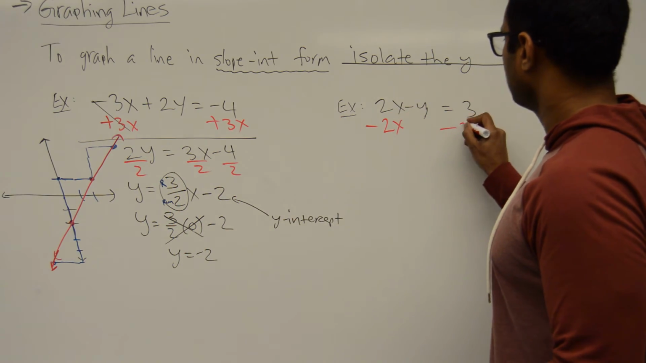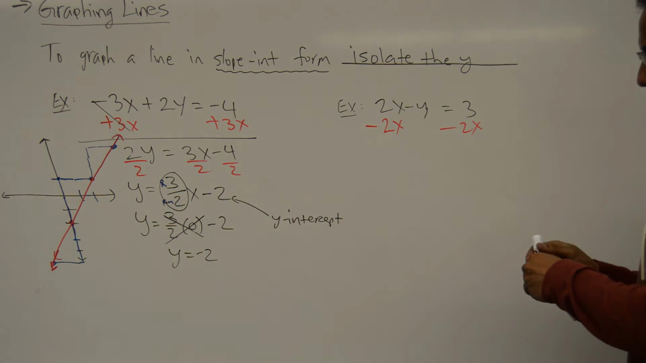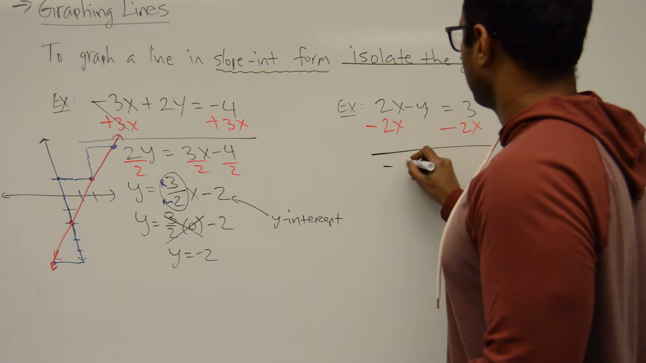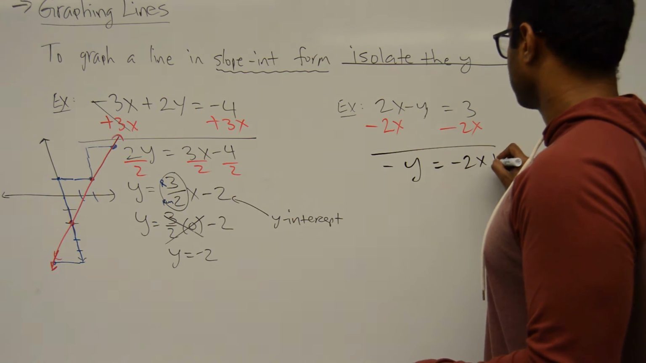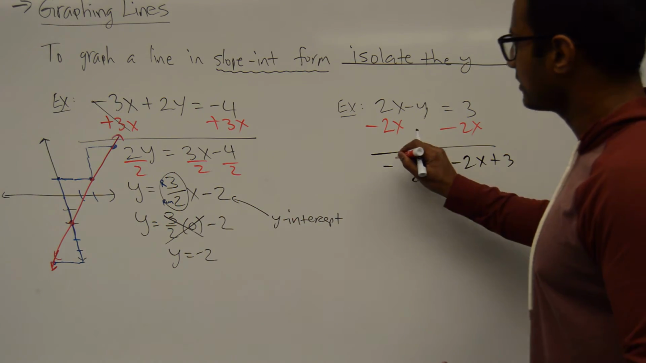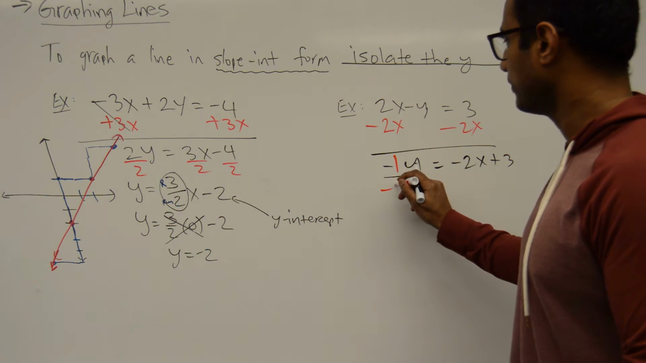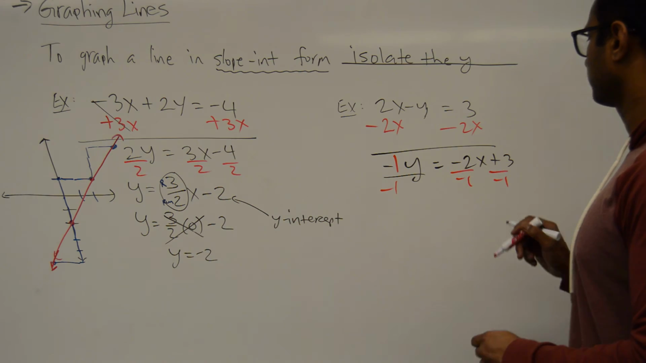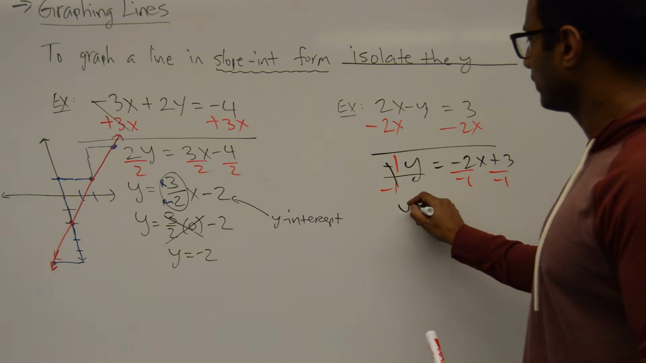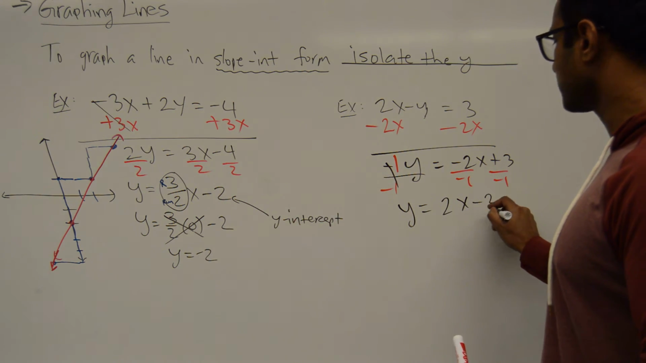So we subtract 2x from each side. This gives us negative y equals negative 2x plus 3. But negative y, there's an invisible 1 in the front. So that means we're going to divide everything by negative 1. If we do that, we're going to get y equals positive 2x minus 3.